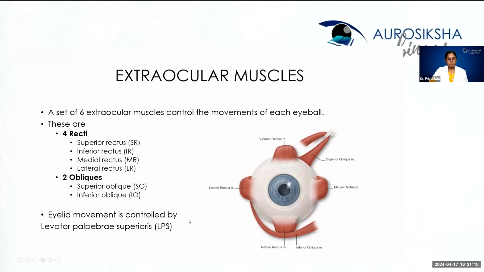And at this point, as you can see, eyelid movement is controlled by levator palpebrae superioris. Elevation of the eyelid is done by levator palpebrae superioris. There was a slight confusion in the poll which was conducted previously, like which is the muscle responsible for the movements of the eyelid. Voluntary closure and forceful closure of the eyelid is done by the orbicularis muscle. Elevation or opening of the eyelid is done by the levator palpebrae superioris muscle.